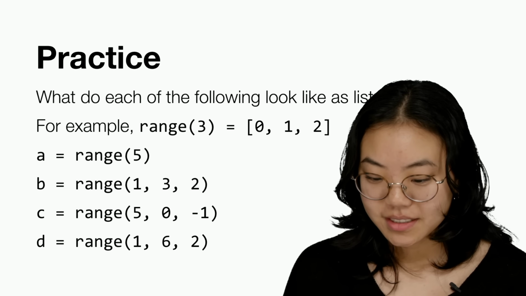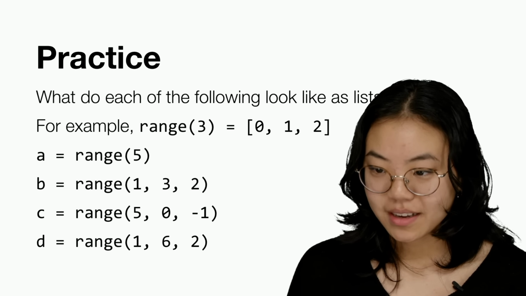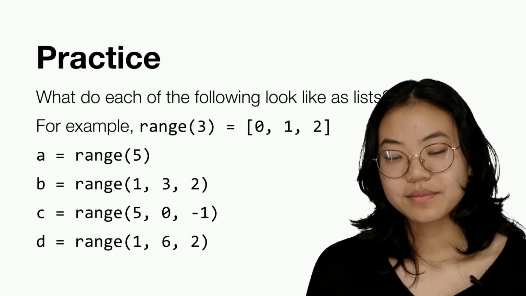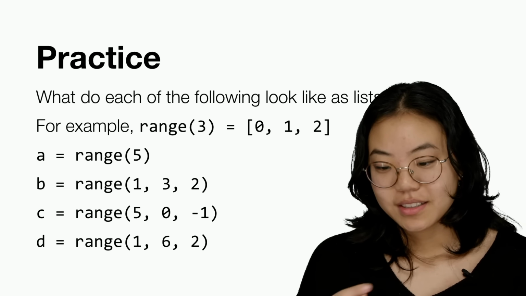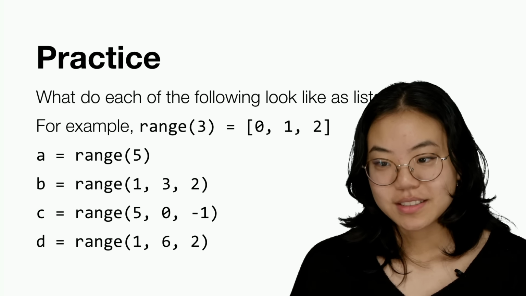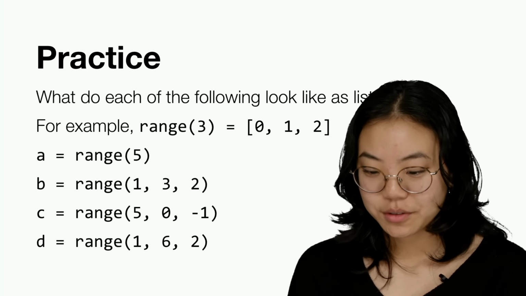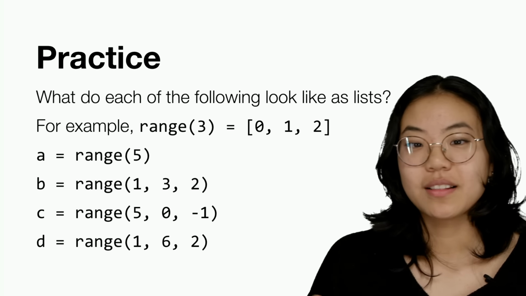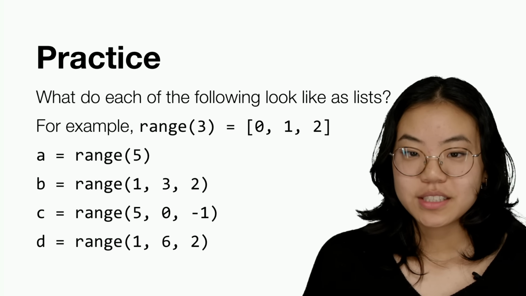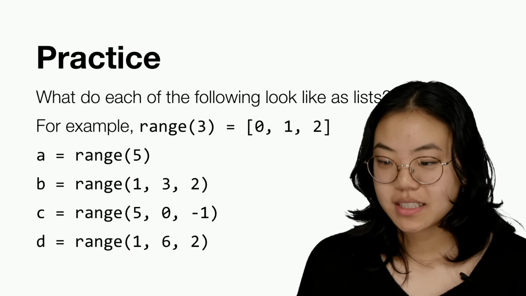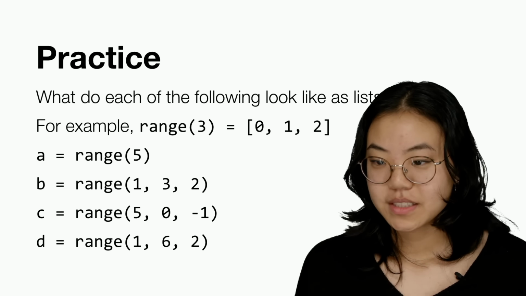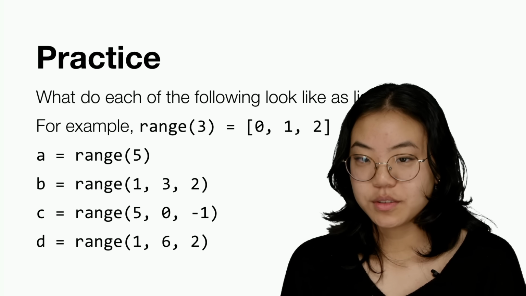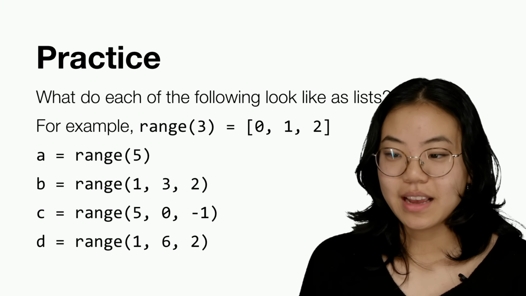For C, some people are saying we are starting at 5 now, and then we are going until, but not including 0. And each time our step is -1. So rather than increasing by 1 each time, we are decreasing by 1. So it would be 5, 4, 3, 2, 1, and not including 0.